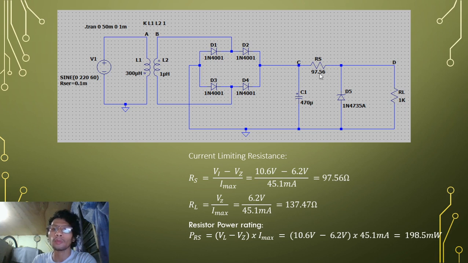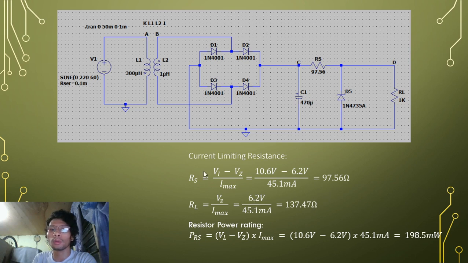And to find the max load resistance, the equation will be RL is equal to the Zener diode voltage over the max current, which is 6.2 volts over the Zener max current of 45.1 milliamps, equal to 137.47 ohms.